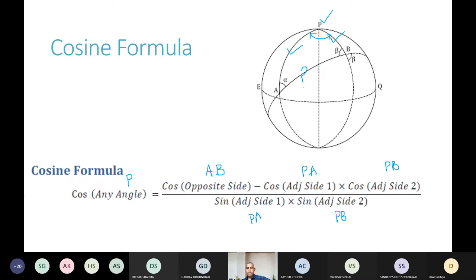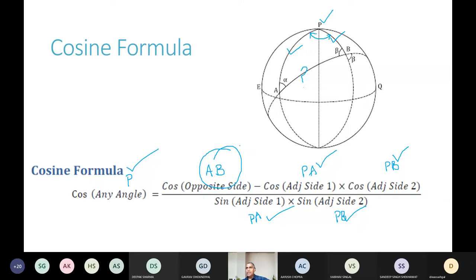Now, if you see in all these values which we have filled here, angle P is known to us, side PA known to us, PB known to us. The only unknown here is AB. So if we put all these values of angle P, value of side PA, value of side PB in this formula, we will be able to easily calculate what is side AB of this triangle.